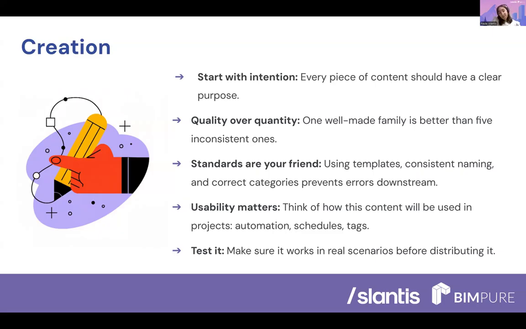Quality over quantity. I think one well-made family is better than five inconsistent ones. If we have a lot of badly made families, as Nico said, from the manufacturer, with a lot of parameters that no one ever checked. So yeah, quality over quantity, I think it applies to a lot of things.